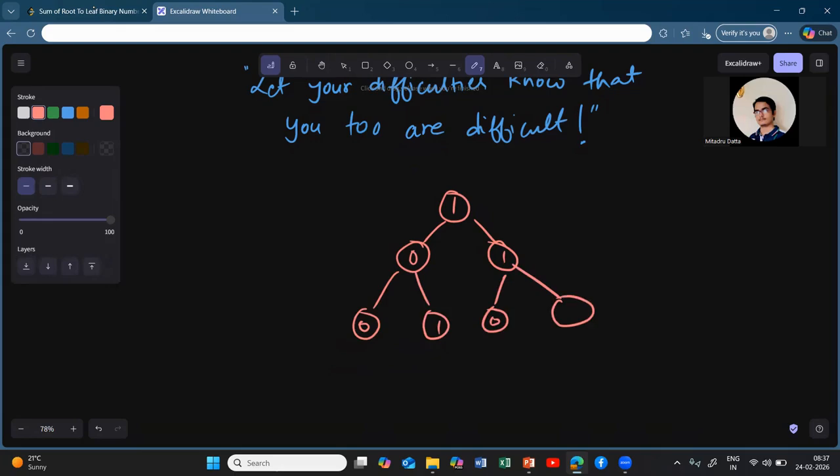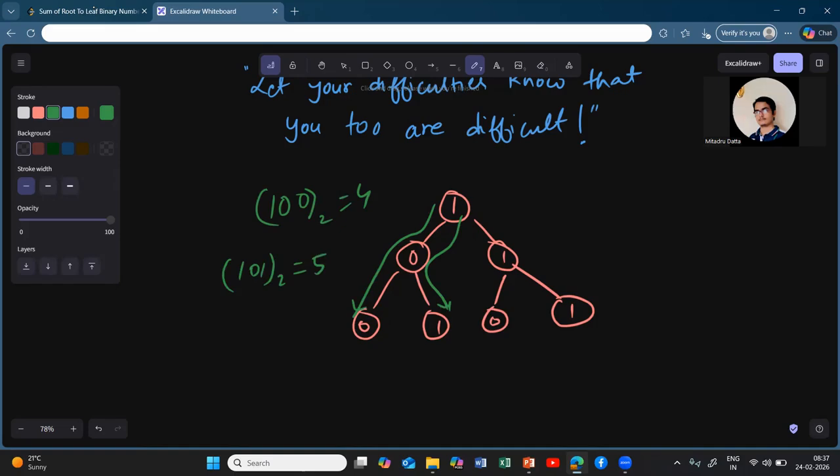So what you need to do is find all the paths from root to leaf. So this is one of the paths. If this is one of the paths, it will give you the number 100. Okay, 100 in binary means 4 in decimal, right? I hope you know that. And again, if you consider this path, it will give you 101. So 101 in binary will give you 5.